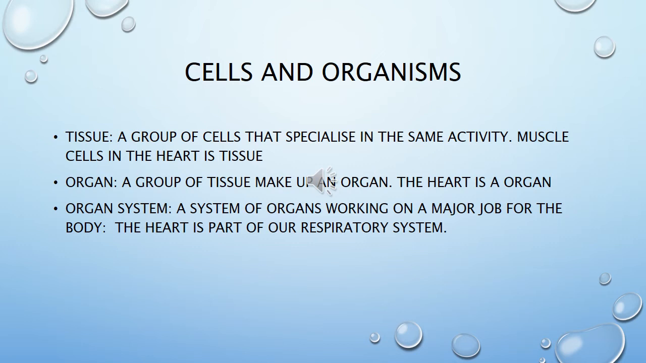An organ is a group of tissues that work together. So an organ is made out of different kinds of tissue, and it has a job. For example, our heart is an organ, so is our liver, so is our kidney. An organ system is a system of organs working together on a major job. For example, we have our entire digestive system, and we have our respiratory system. In this case here, the heart is part of our respiratory system, together with the lungs, the blood vessels, and so on.